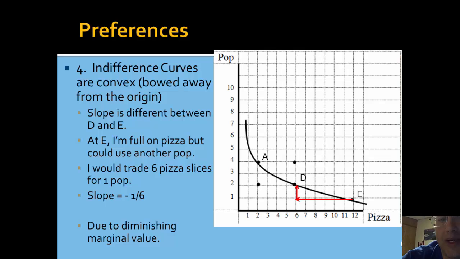And the reason why we get this shape is because of the assumption we made about diminishing marginal value, that says that we value the 12th slice of pizza at something less than we valued the first, second, third, fourth, or fifth slice of pizza. So the trade-off we're willing to make is different.